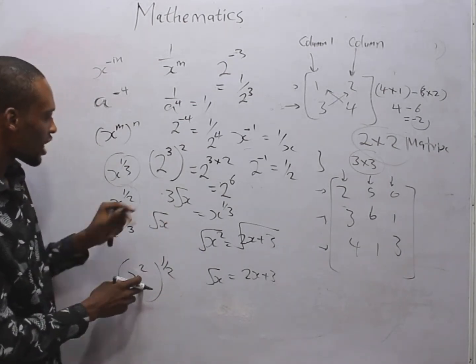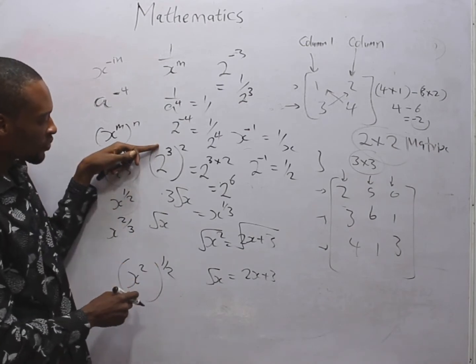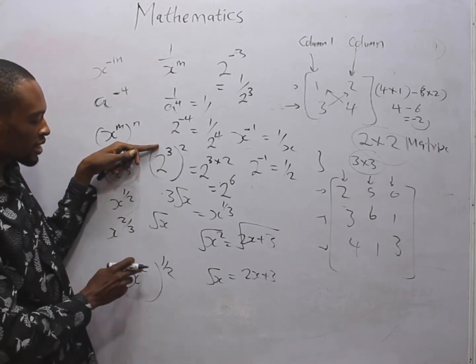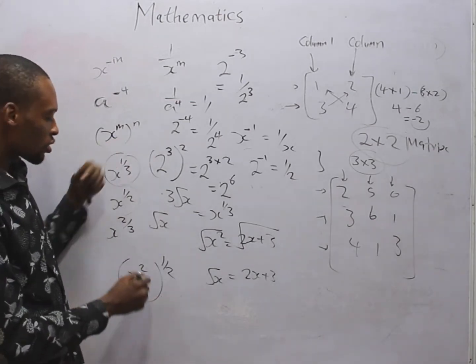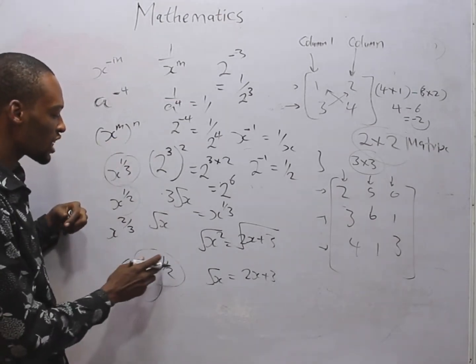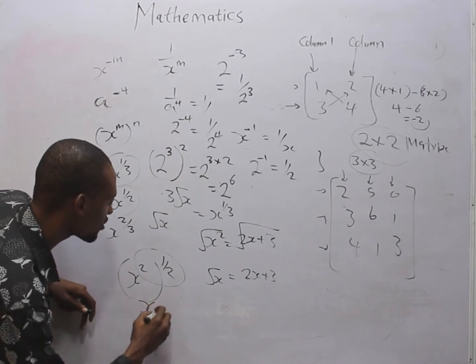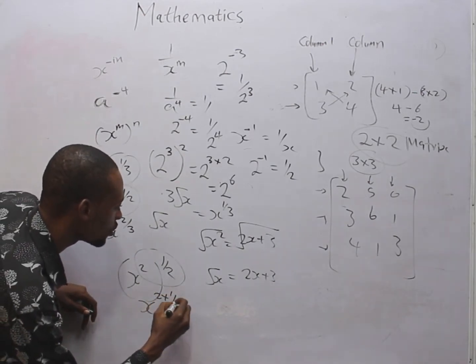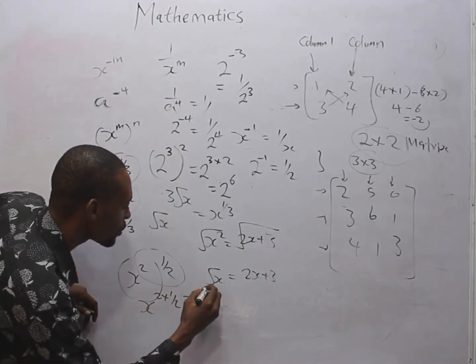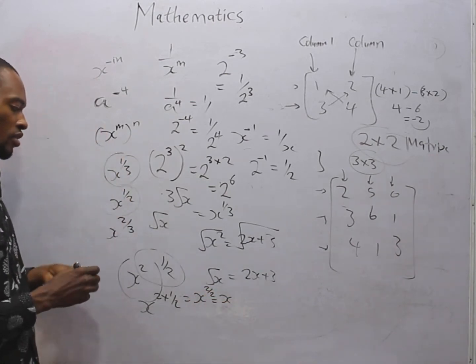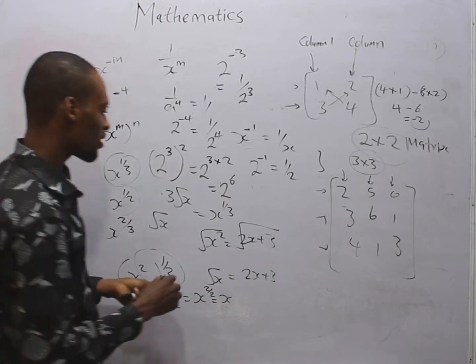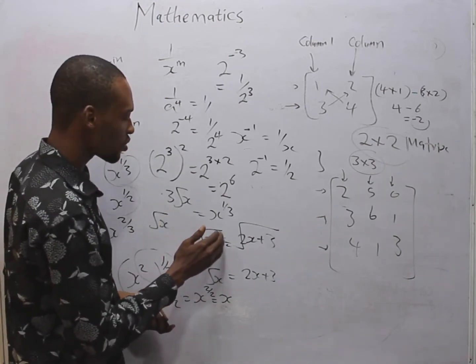So from this power law, it says if you have a power in the bracket and outside the bracket, you can multiply them. So when you multiply this, you have 2 times 1 over 2. So s raised to the power of 2 times 1 over 2. This is s raised to the power of 2 over 2, and that equals s. You see? So the square root cancels square.